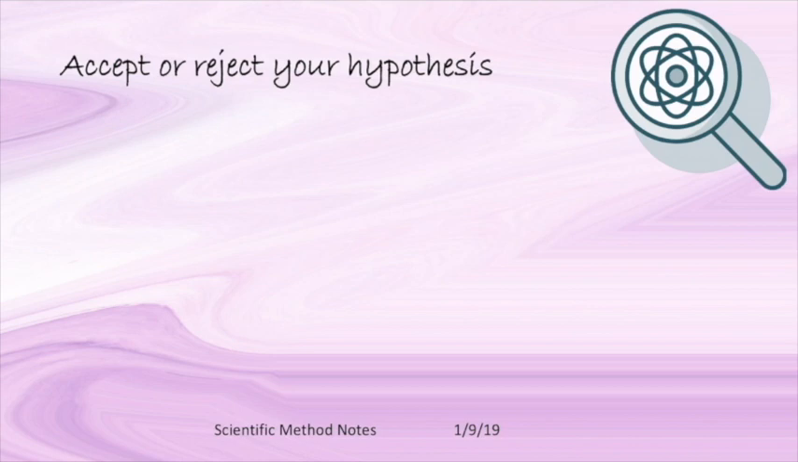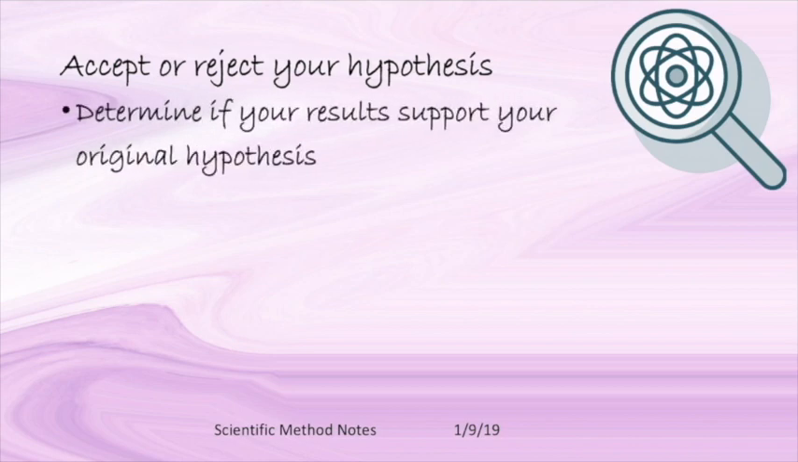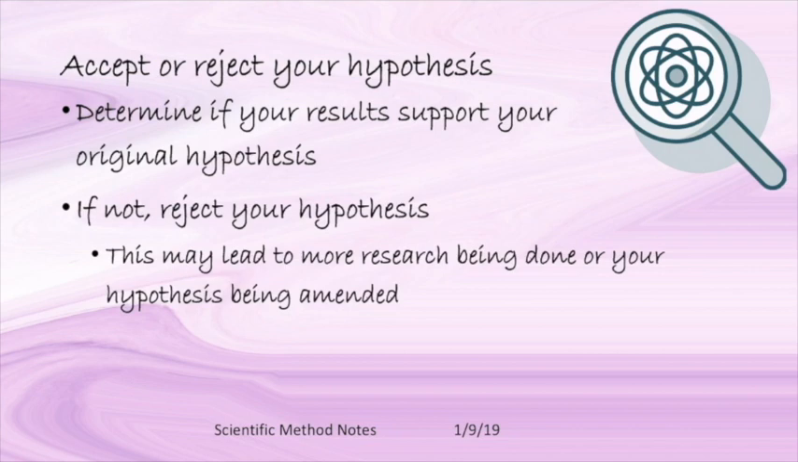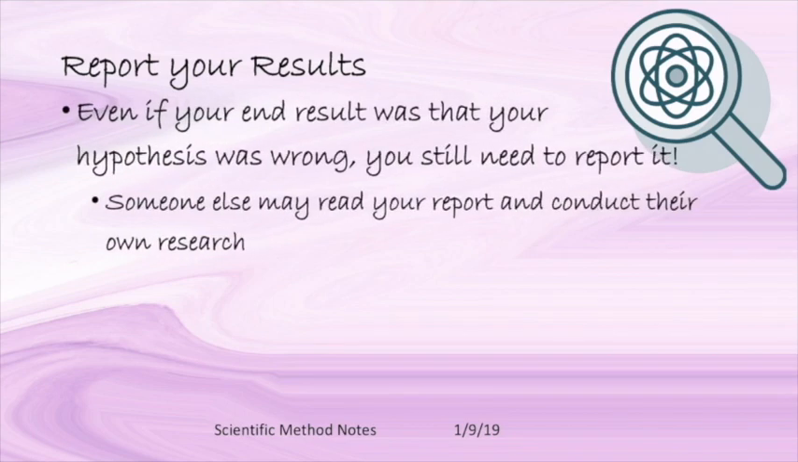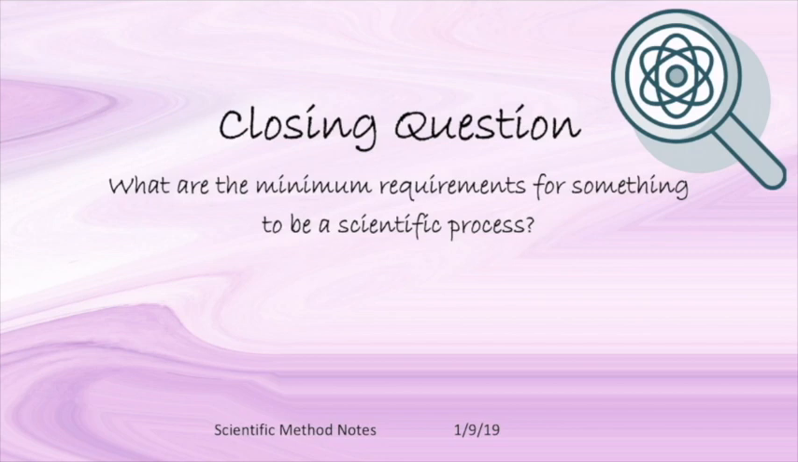The next step is to accept or reject your hypothesis. So determine if your results support your original hypothesis. If not, reject your hypothesis. This may lead to more research being done or your hypothesis being amended or changed. Finally, report your results. Even if your end result was that your hypothesis was wrong, you should still report it. Someone else may read your report and conduct their own research. So what are the minimum requirements for something to be a scientific process?